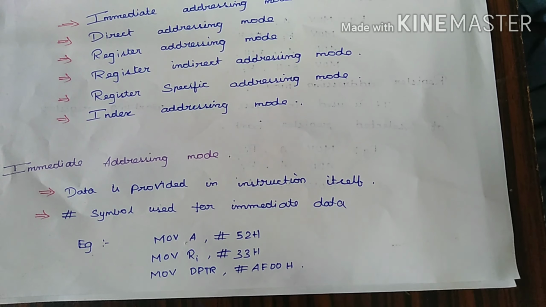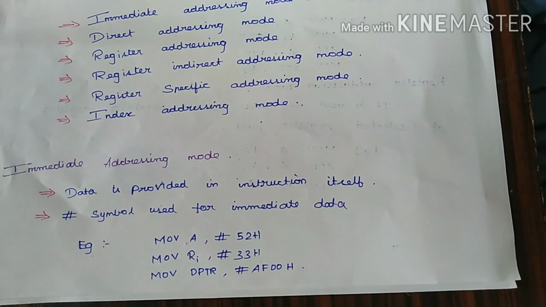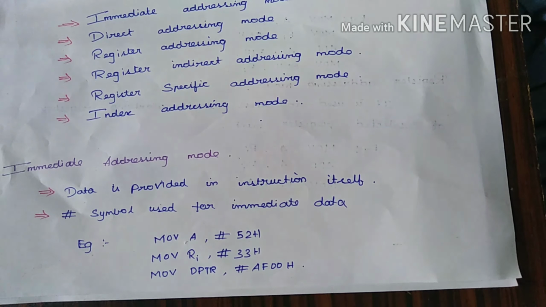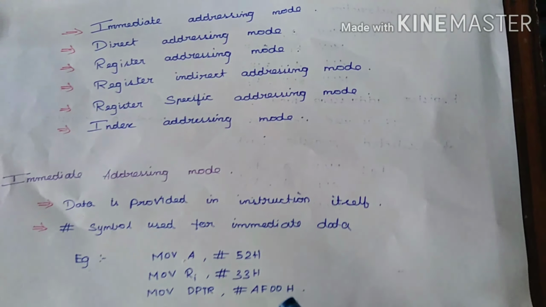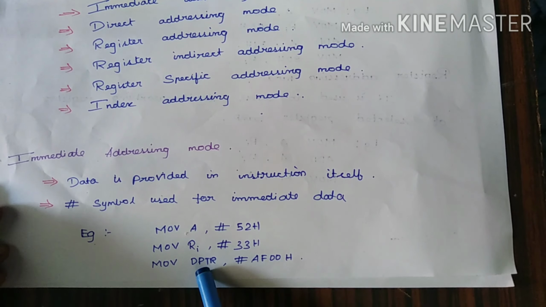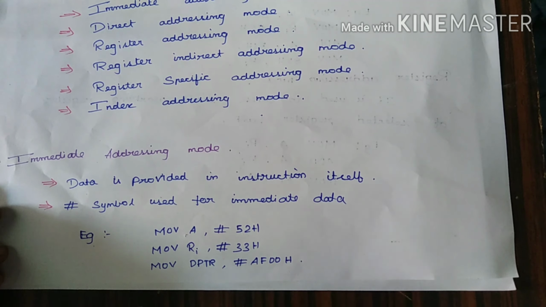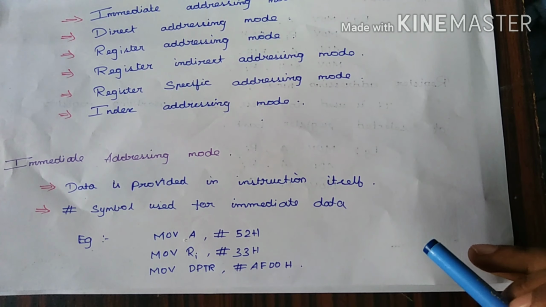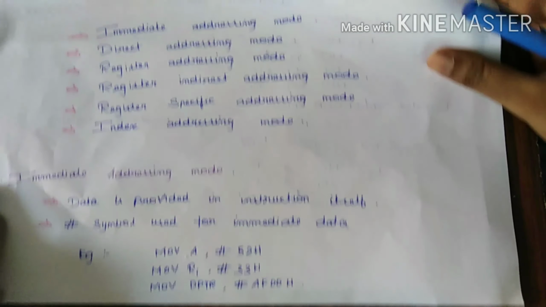DPTR is the data pointer, which points to the external data memory location. Now on giving this data to DPTR, DPTR points to this address of the external memory location. Okay, the next addressing mode is direct addressing mode.